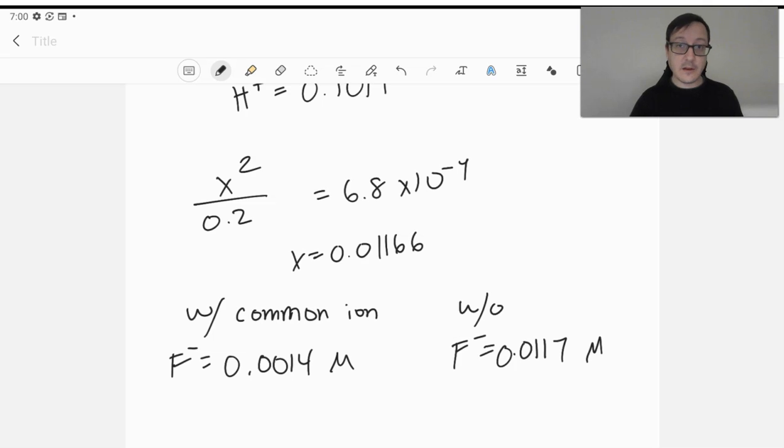This is going to come into a great example of something very biologically relevant in the next section we're going to look at, which is buffers, which are solutions that have common ions within them. And so we'll take a look at that in the next video.